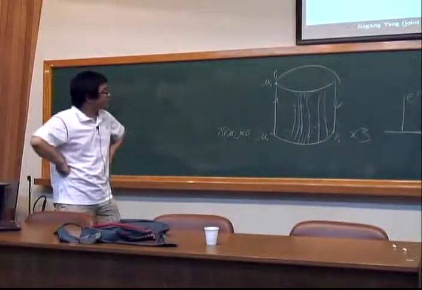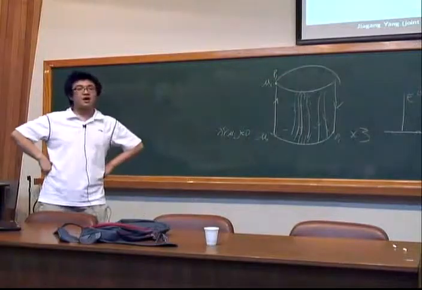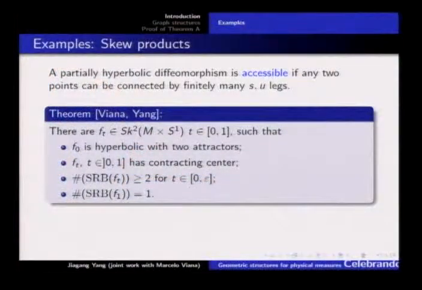So now I will show another example of how physical measures disappear. We will get a family of maps in the skew product. In the beginning, F0 is hyperbolic with 2 attractors, so we have 2 physical measures. And finally, in F1, we will have a unique physical measure. And during F0 to F1, it has a contracting center. Because it has a contracting center, you always have physical measures, always.